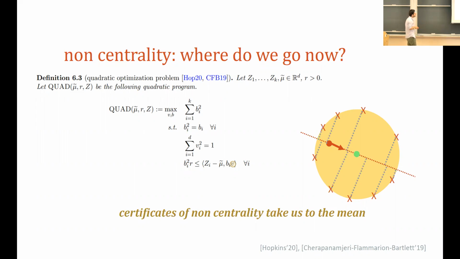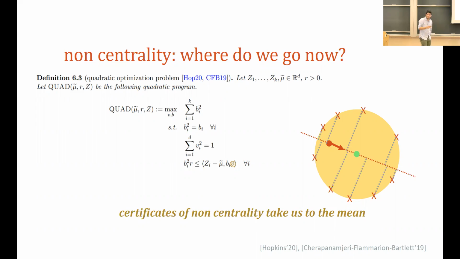And this can be proven. This is very informal, but if you take this direction v, this is going to take you towards the central point. So now we have two situations. Either mu tilde is a central point and you're done, or it is not a central point, but the certificates of non-centrality, that is v's, can take you to a central point, to the true mean.